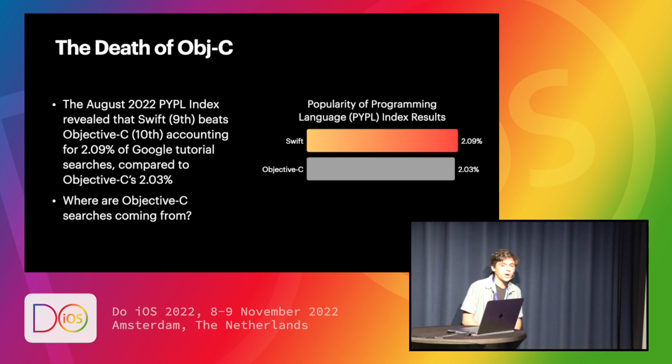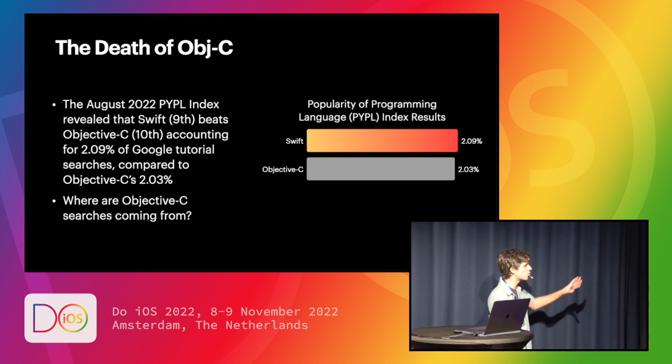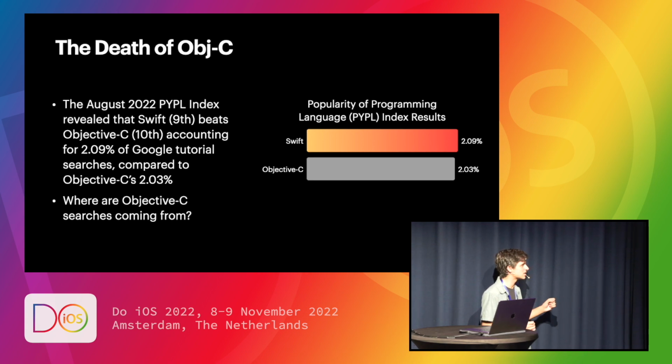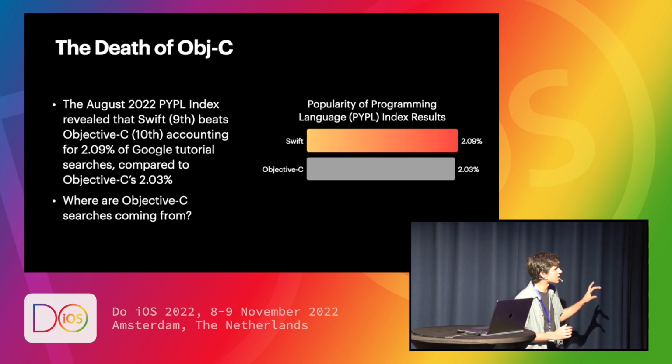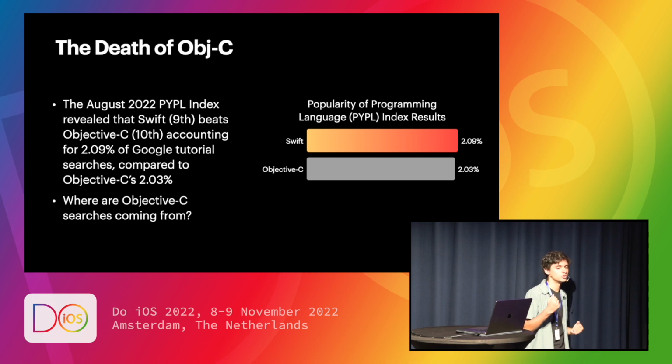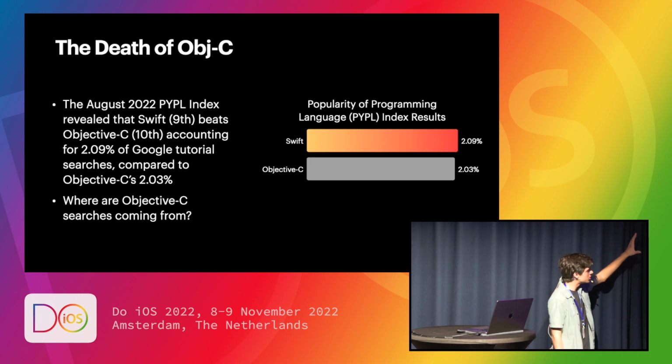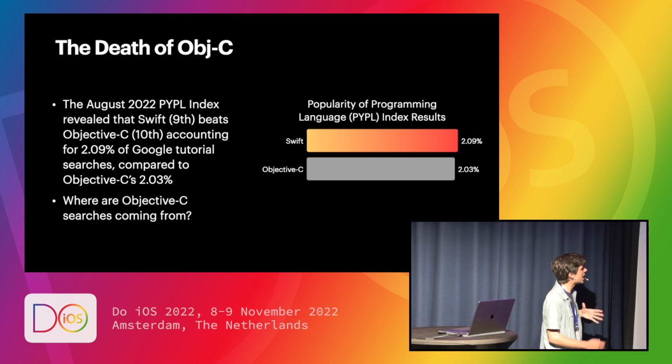In addition to that, the Popularity of Programming Language Index now ranks them pretty evenly. Swift still wins out slightly. Now, what I will say here is Objective-C searches could be coming from a different place, at least from the developer's perspective, than Swift searches. What you see here is that Swift is only slightly beating out Objective-C in searches on Google. The reason that I say these numbers may be slightly skewed in Objective-C's favor is that these are people looking up Google tutorial searches for that particular language.